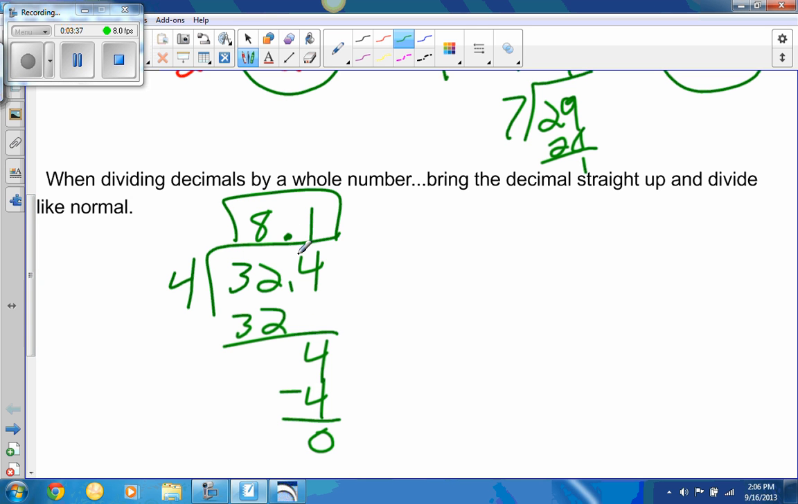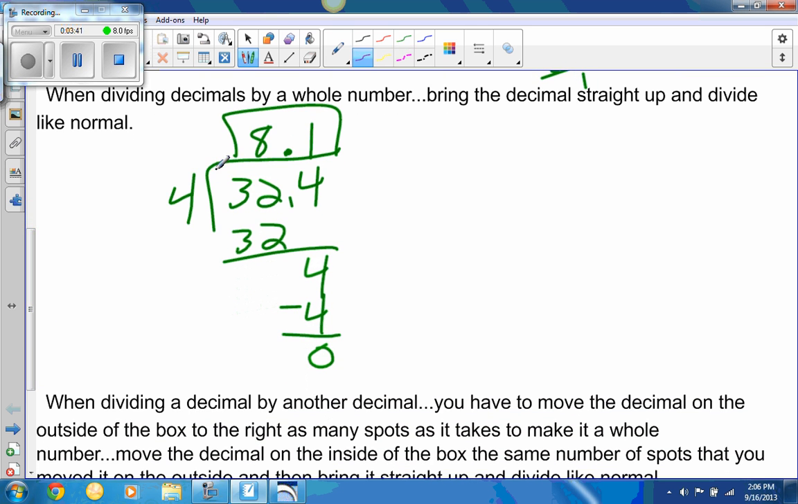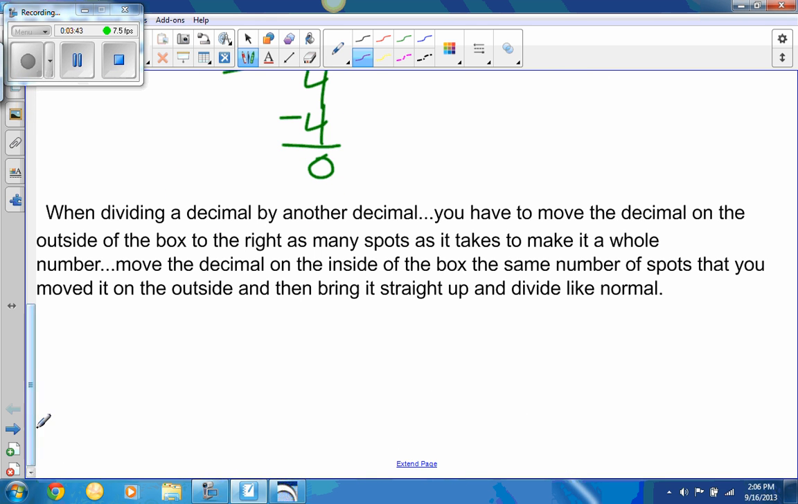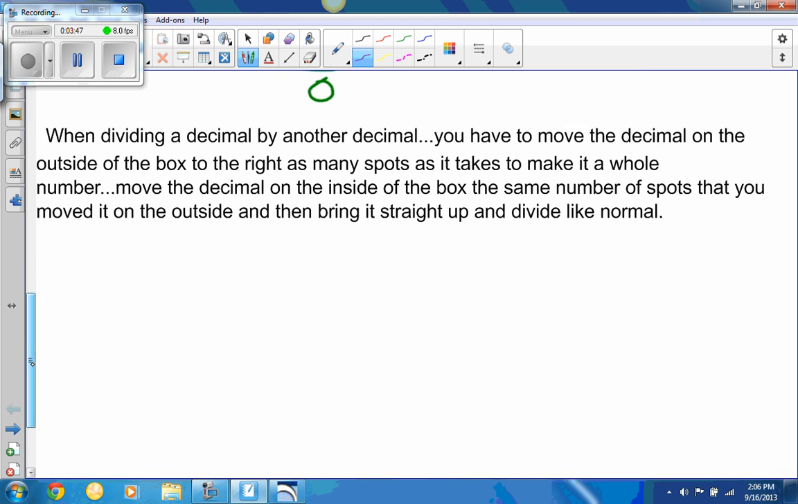Okay, the division and the multiplying, it doesn't change. What changes is where the decimal might be, like in this one. When dividing a decimal by another decimal, you have to move the decimal on the outside of the box to the right as many spots as it takes to make it a whole number. Then you're going to move the decimal on the inside of the box the same number of spots that you moved it on the outside, and then bring it straight up and divide. So there's an extra step here.